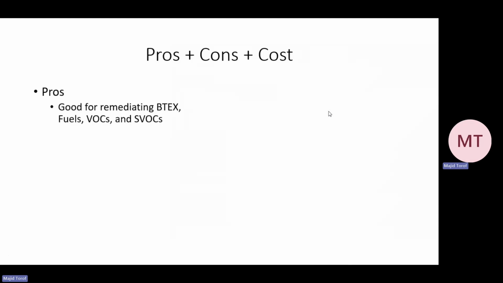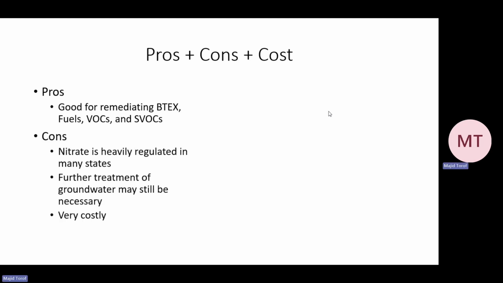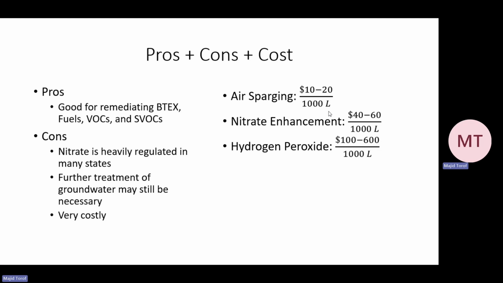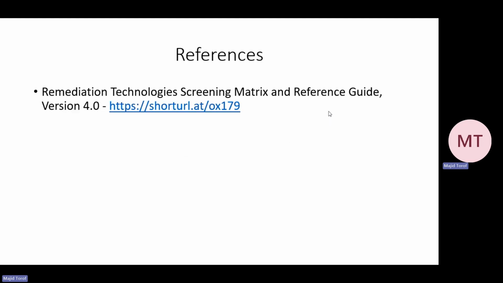So the pros for using oxygen-enhanced bioremediation is that it's good for remediating BTEX, fuels, volatile and semi-volatile compounds, and its cons are that nitrate is heavily regulated, further treatment of groundwater may still be necessary, and it's quite costly. Some of the costs associated with the different methods of oxygen-enhanced bioremediation is anywhere between 10 to $600, with the cheapest being air sparging and hydrogen peroxide being 10 times more expensive than either nitrate enhancement or air sparging.